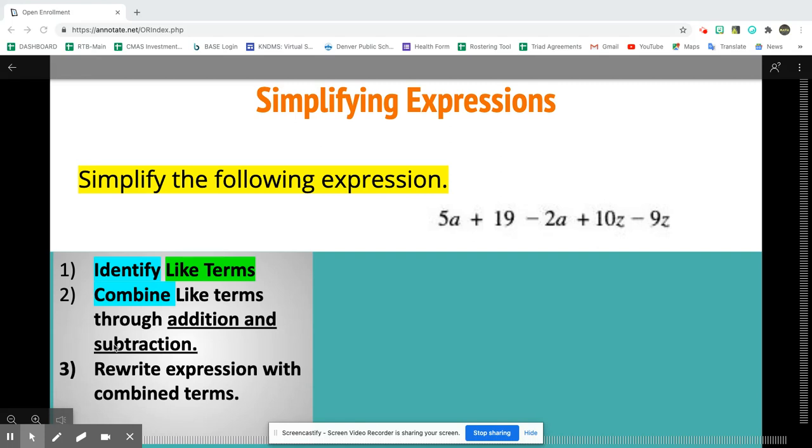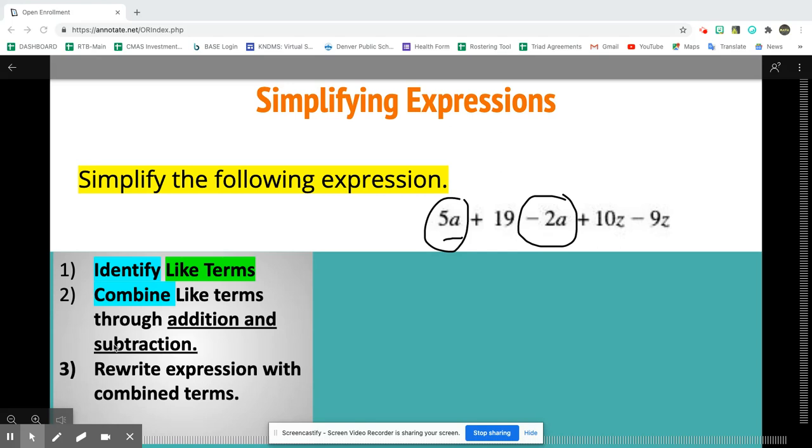I have 5a. So I want terms that have just an a as a variable that I want to circle. So 5a is a term. 19 is not the same term as 5a. It doesn't have a variable. 2a is because it just has a variable a. I want to include the subtraction sign. And then 10z is not a term, 9z is not a term. Perfect. Okay, so let's go to the next term.